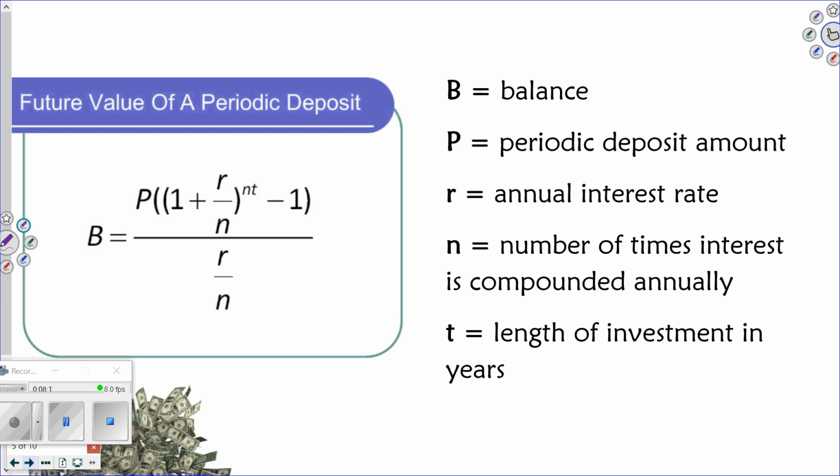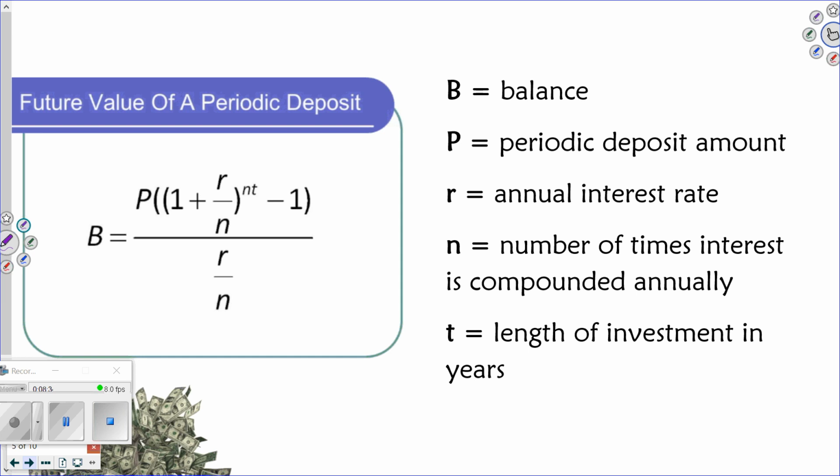So your amount here, 2 parentheses, 1 plus your rate divided by n. So that's still your rate as a decimal. N is still the number of times it's being compounded, so all that's the same. Close parenthesis, the nt, that's the same as we've been dealing with. Minus 1, and then close that last parenthesis.